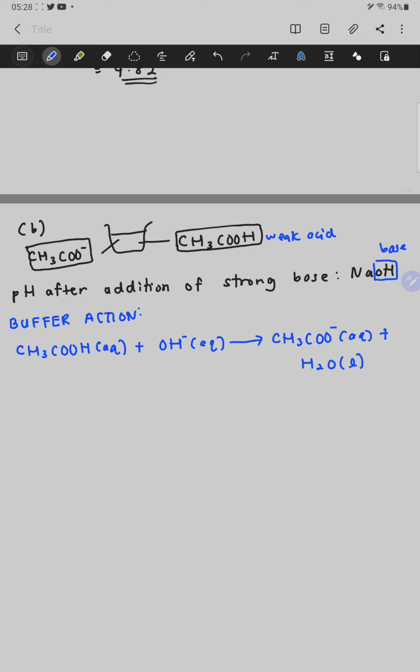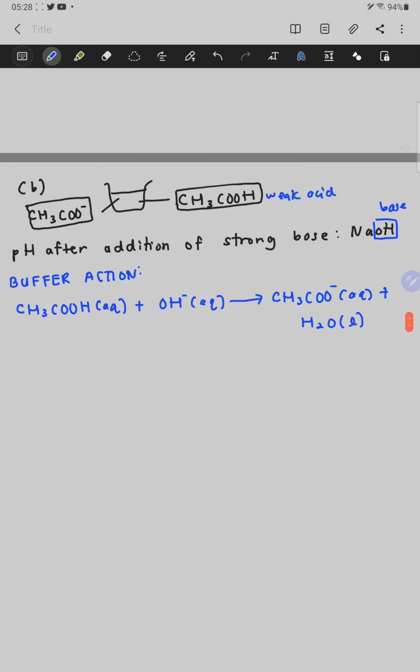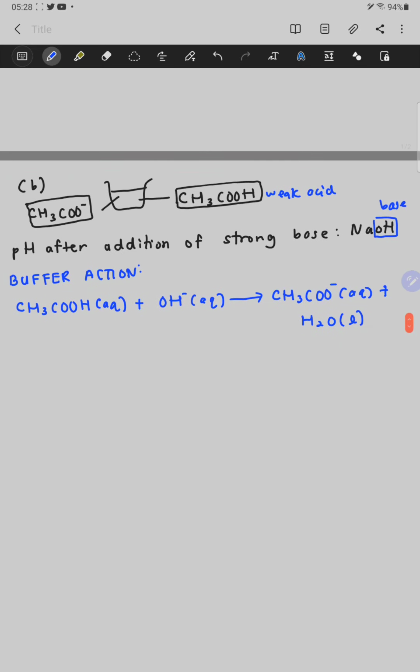Okay, and we know that the concentration of conjugate base CH3COO- will increase because it will form after buffer action, and the concentration of weak acid in the buffer will decrease. So that's why we will calculate the new pH after addition of strong base. It will either maintain or only change slightly. Right, so in order to calculate the new pH, we will use an ice table.